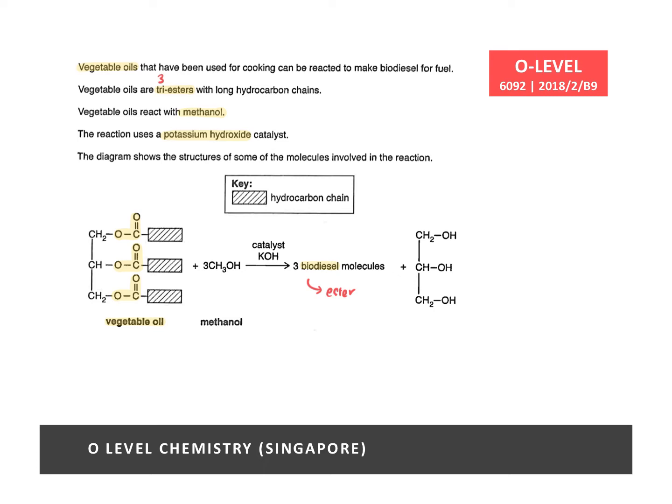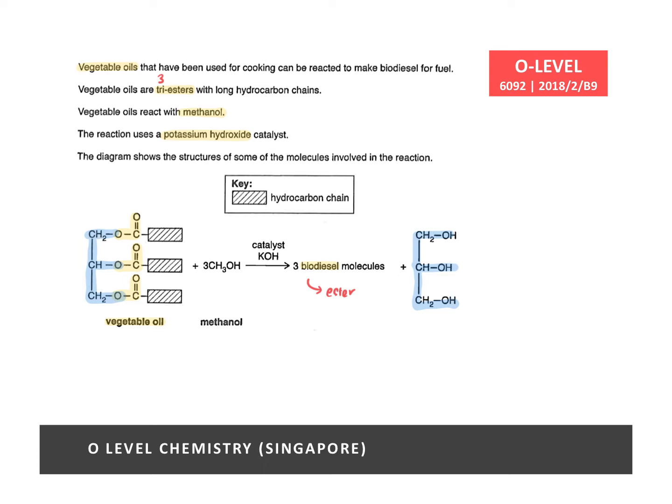A key clue that you have would be the other product other than biodiesel. So if you look at the other product, you find that you have this part. This is called a triol. Firstly, you need to look at the vegetable oil and find out which part of the vegetable oil you think this came from. I hope you all can see that it actually came from this part.